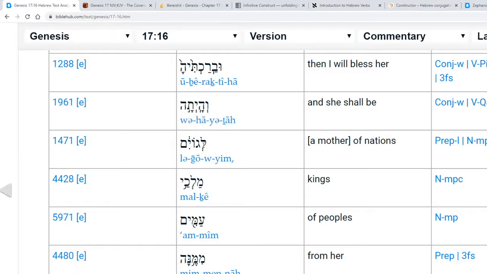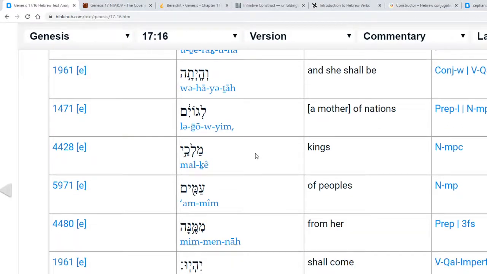Let goyim, so prepositional lamed, goyim means nations. She shall be a mother of nations. They're reading it, there shall be nations from her. Malchei amim, the kings of people, right? Amim means peoples. Melech means king, singular. Malachim means kings. Malchei is in the construct form, in the smichut with amim, kings of peoples, right? Mimena, from her, yihiu, will be, or they're translating as shall come.